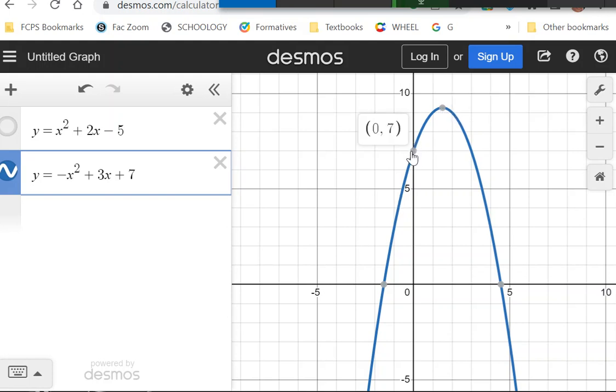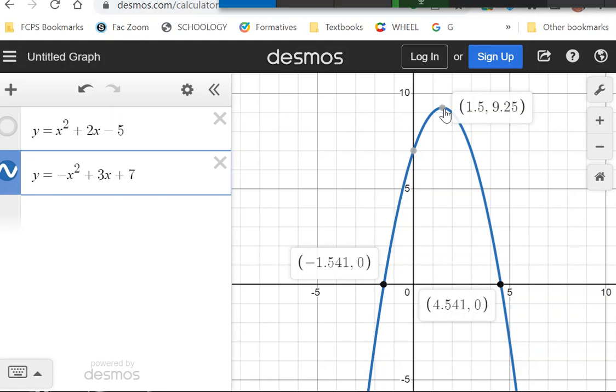Again, I can see my y-intercept. It's at 0, 7. Apparently I can't click on it. So we expect 7 to be the c in our equation, and it is. We have 2 roots, or solutions, or x-intercepts, or zeros. And you can see that one is at -1.5410 and the other is at 4.5410.